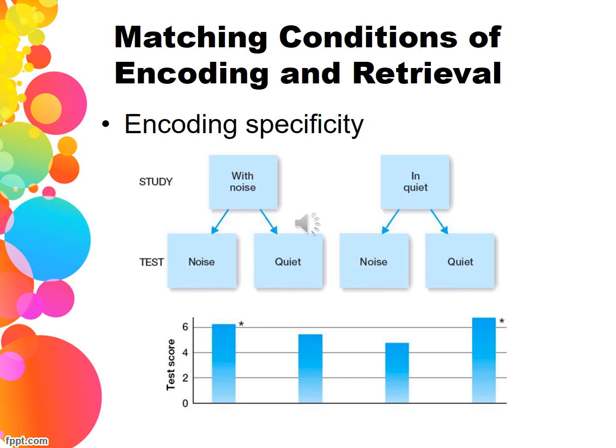So the first type is encoding specificity. They have two groups of students. One group, during the study phase, needs to study with earphones, and in the earphones they will listen to all the noise that happens in a cafeteria. Another group will listen to the earphones as well, but the earphones are silent. After that, they will test these students in different conditions, both with noise and in quiet conditions, so groups A and B will break into four groups.